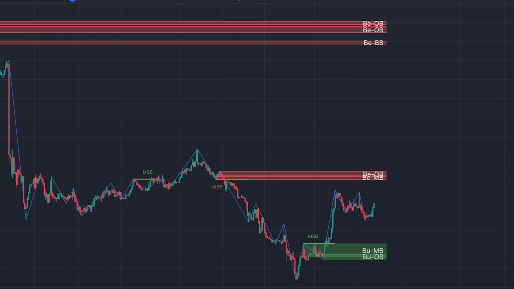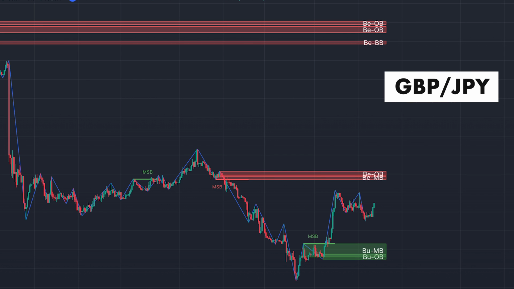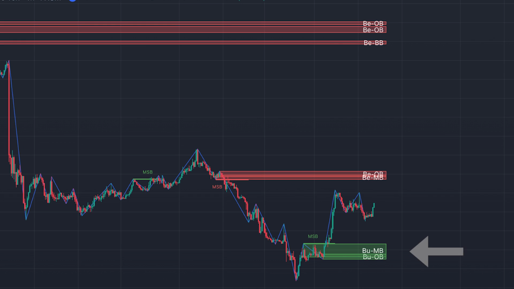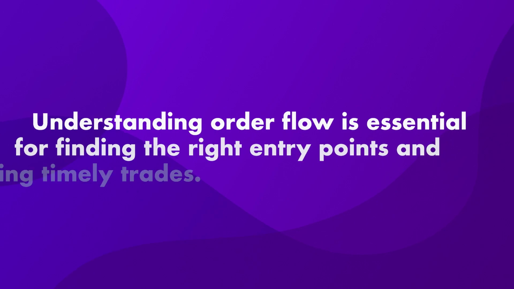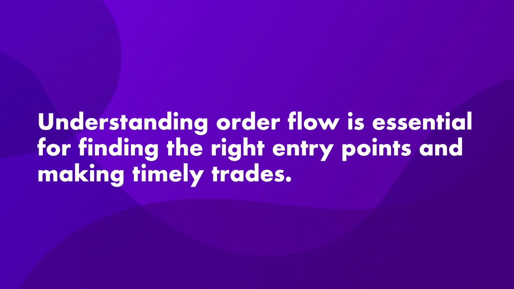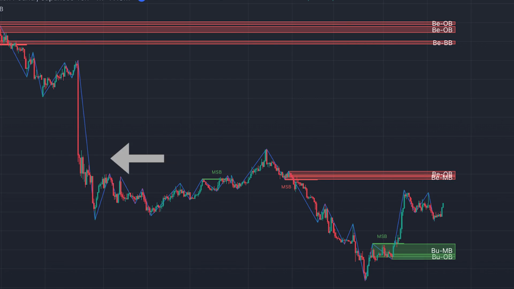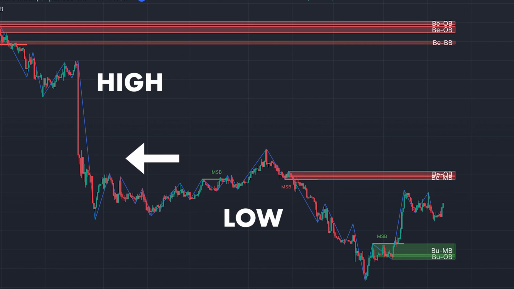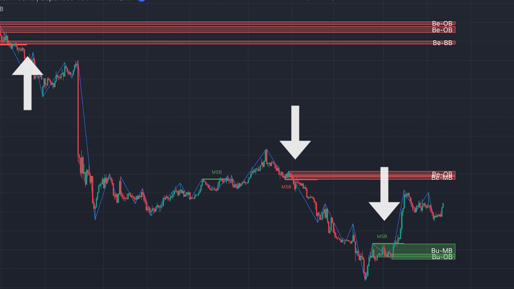Let's look at another example to illustrate the effectiveness of this indicator. This time we are focusing on the pound sterling to Japanese yen currency pair with a 1 hour time frame. The market structure and break indicator effectively highlights the bullish order flow. Understanding order flow is essential for finding the right entry points and making timely trades. The zigzag helps track price highs and lows, and the market structure points help identify potential changes in price direction. These tools combined can help traders make informed decisions and navigate the market with confidence.